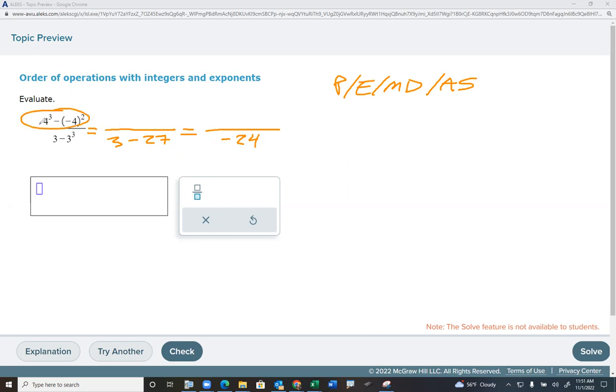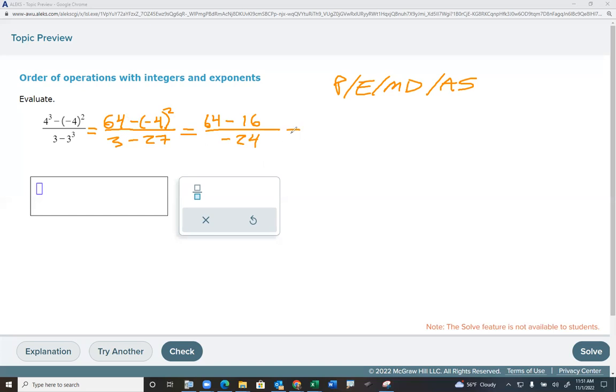Okay, on the top, any parentheses that we have to worry about? No. Any exponents? Yeah. Got that one and that one. I'll do them from left to right. 4 times 4 times 4 is 64. Okay, and there's still an exponent, so I'll deal with that. Negative 4 times negative 4 is a positive 16. Notice this minus sign is still there.